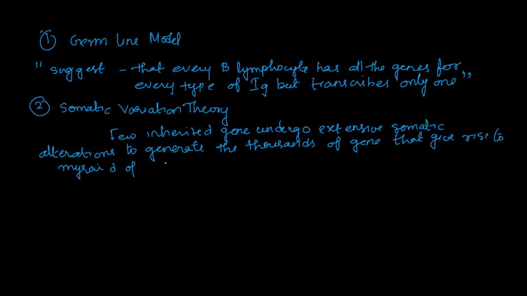Okay, now this somatic variation theory states few inherited genes undergo extensive somatic alteration, or you can say somatic hypermutations, to generate the thousands of genes that give rise to the myriad of antibodies. Now, basically, we know these two theories are not accepted, right?